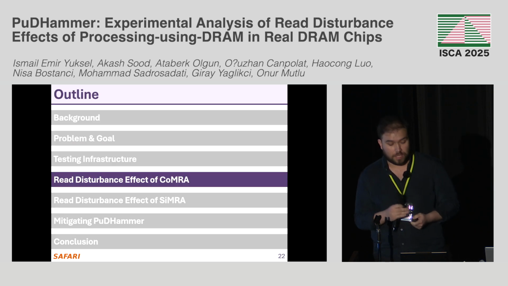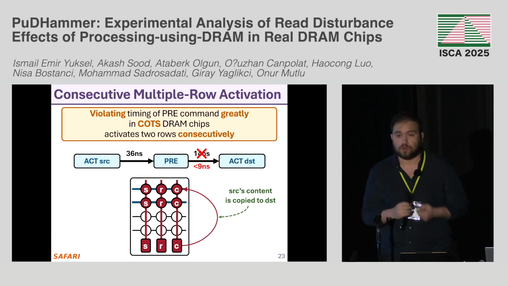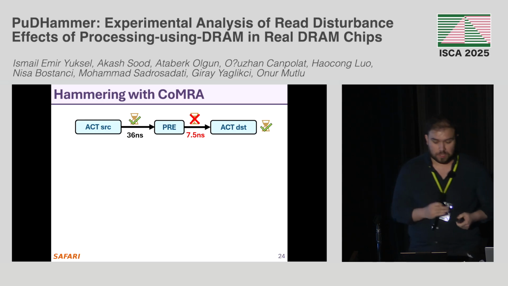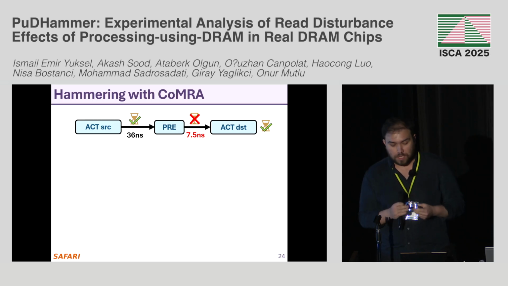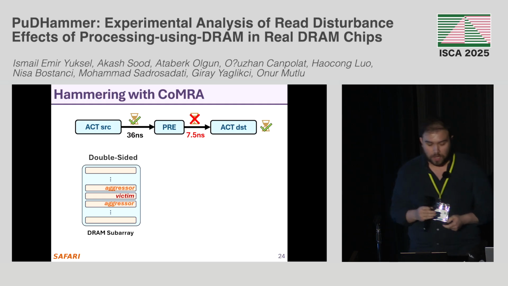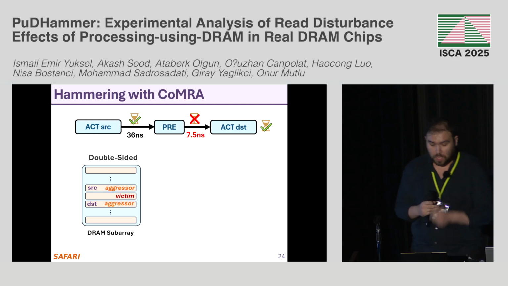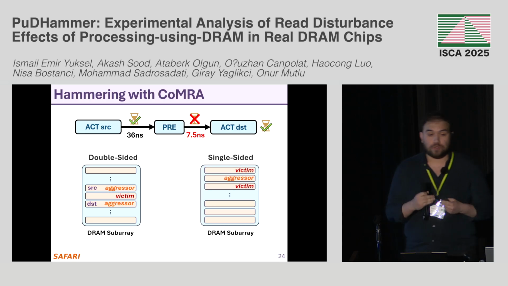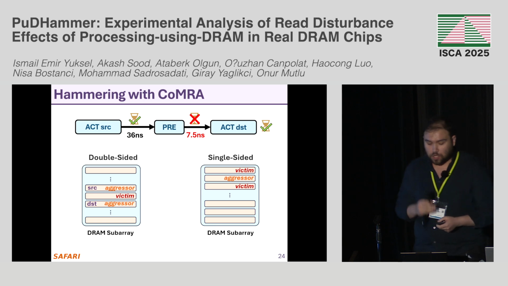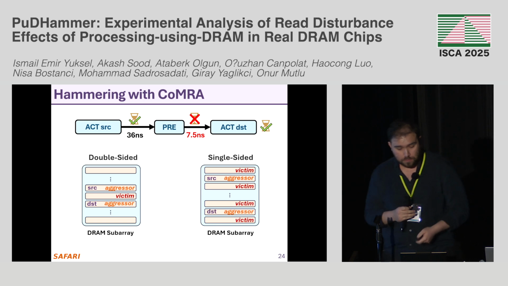Now let's move on to our first analysis, the read disturbance effects of consecutive multiple row activation, which is activating 2 rows consecutively. To hammer using this COMRA access pattern, first we have double-sided, where we sandwich a victim row. To adapt this to COMRA, we copy source to destination to sandwich a victim row. For single-sided, where we hammer only a single row and induce bit flips in adjacent rows, we copy one row to another that is far away from it.